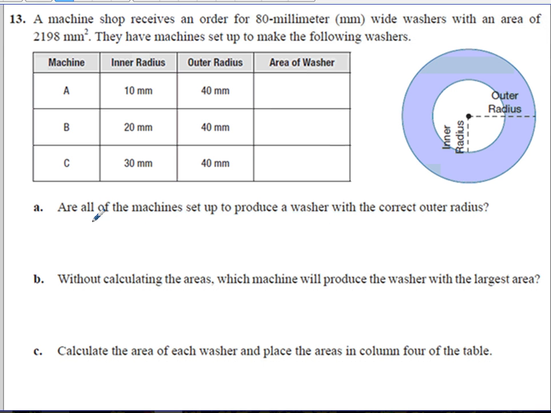And so are all the machines set up to produce the correct outer radius? Because inside of our story problem, it says we receive an order for an 80 millimeter wide washer with an area of 2198. So that's wide, so that would be the diameter. So here we have radius, which we know that the diameter is twice the radius. So 40 times 2 would give us 80. So yes, all machines would have a diameter across the washer of 80 millimeters.